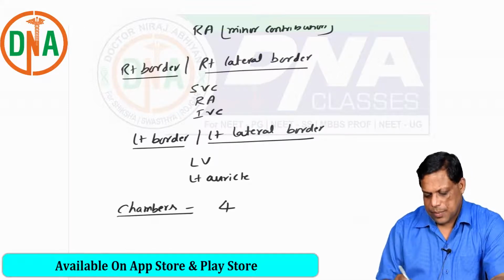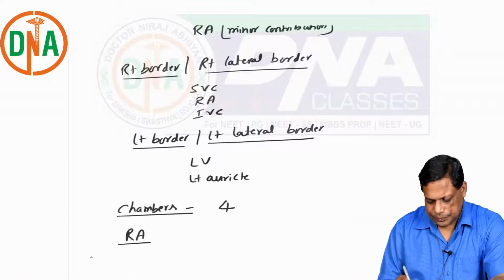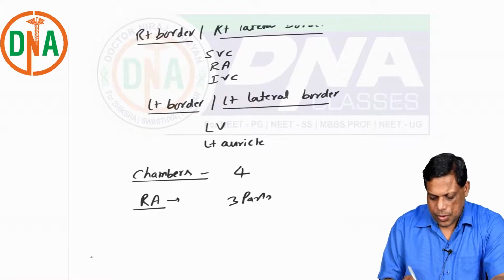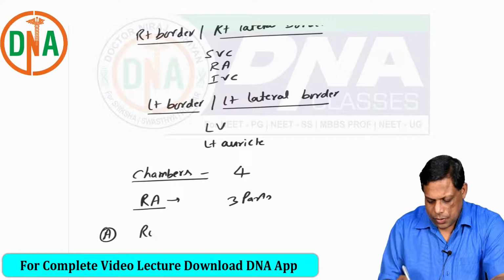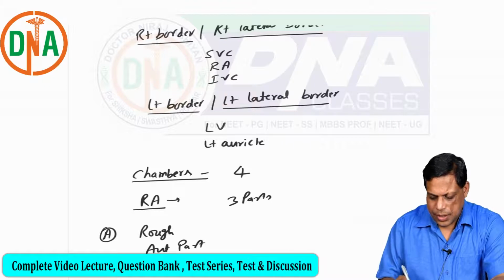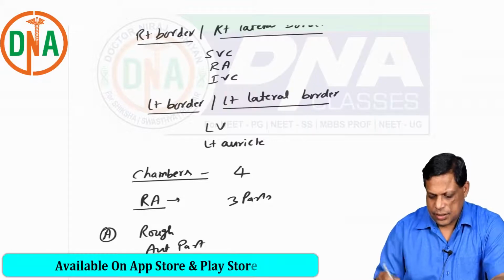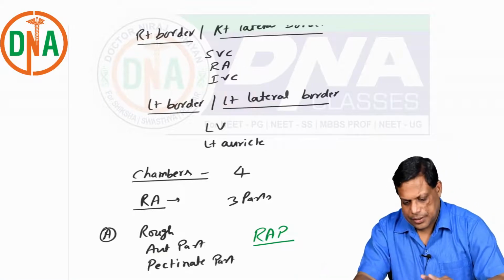Heart has 4 chambers. First of all, the right atrium. This right atrium is divided into 3 parts. Number first is the rough anterior part. It is also known as the pectinate part. That is why we can make a mnemonic here, RAP: rough anterior pectinate part.